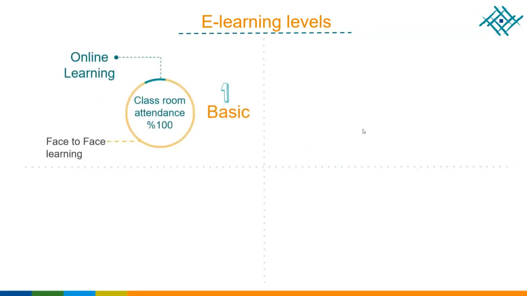The e-learning levels. The first one we call the basic level in e-learning, and here the attendance in the classroom should be 100%. Face-to-face learning is 100%, with a small amount of online learning. This is what we call the basic level of the e-learning system.